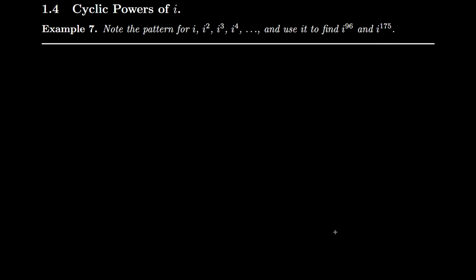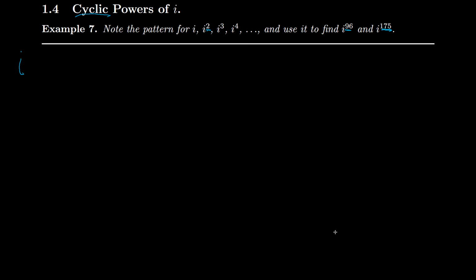So, let's talk about the cyclic powers of I. That is, it goes in a cycle. So we're going to notice the pattern for I squared, I cubed, I to the fourth, and we're going to use it to find I to the 96th power and I to the 175th power. We've already talked about I squared, but we're going to go through it again. So I'm going to write all of this over here, and then we're going to summarize it, and then I'm going to do the second part.